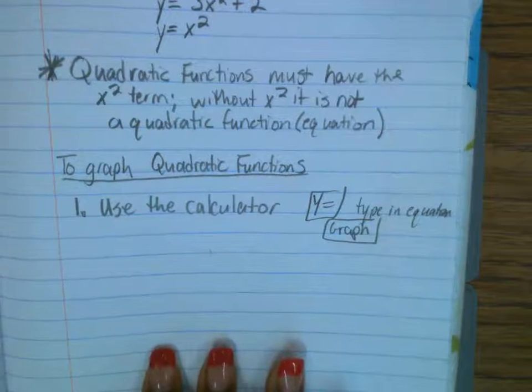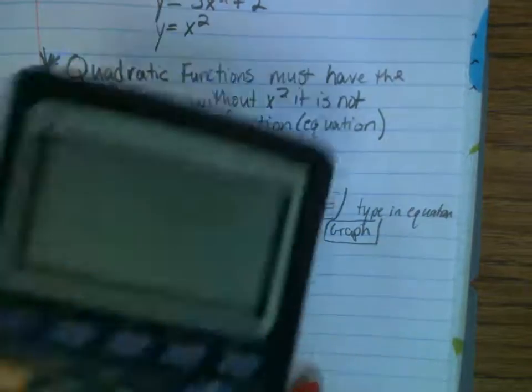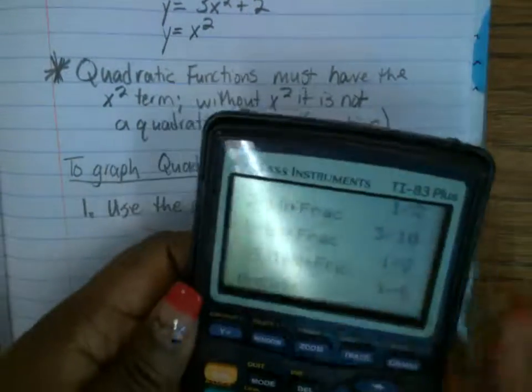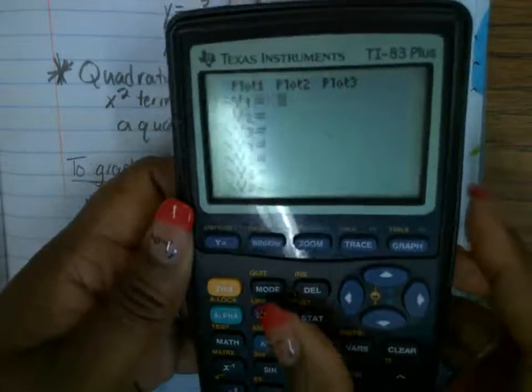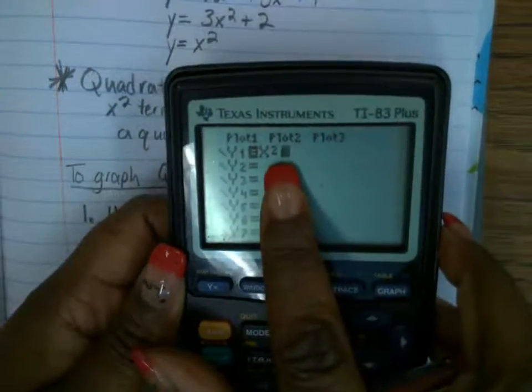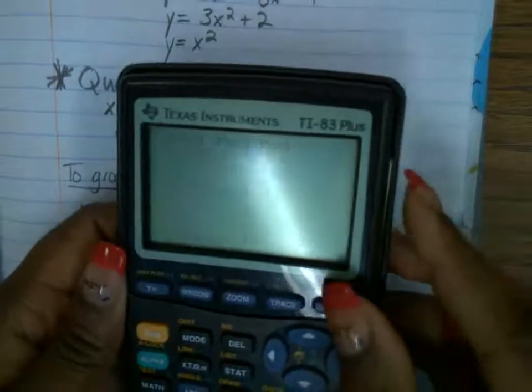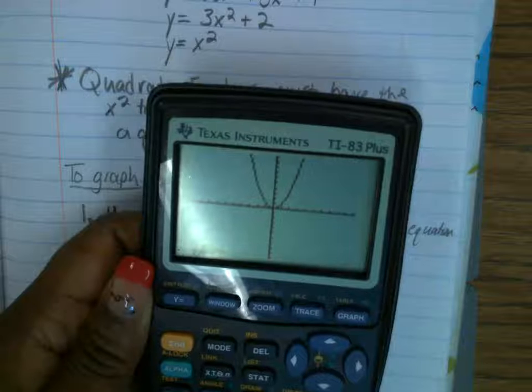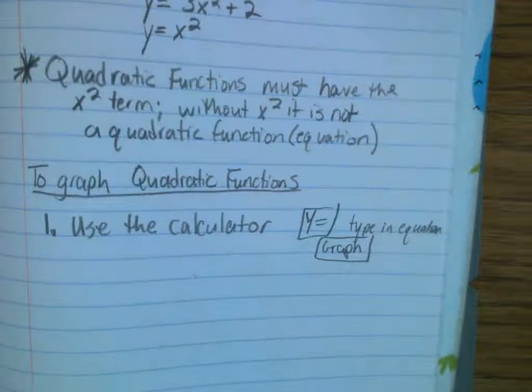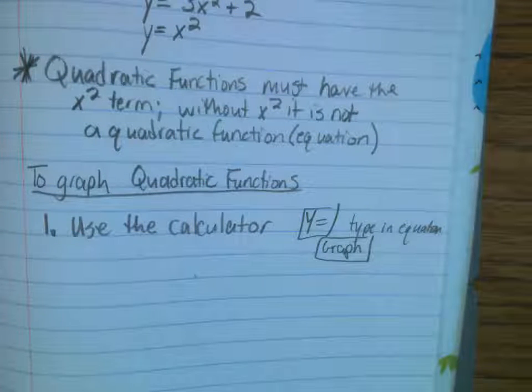You go to y equals, it's right here on the screen. You type in the equation. I'm going to type in x squared. This is a quadratic function, and you press graph. That's how you graph an equation. All right? Okay. Any questions about that?